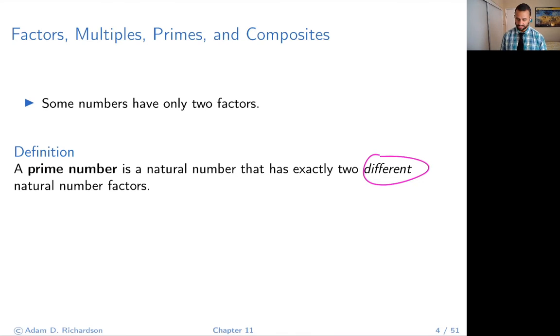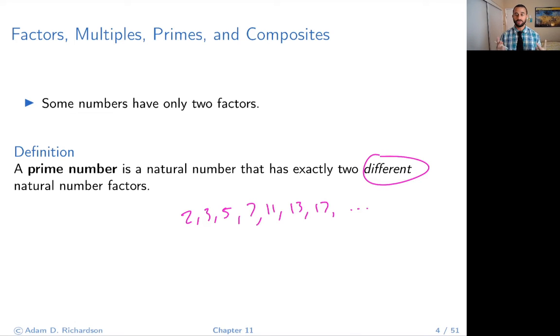So here's a list of some: 2, 3, 5, 7, 11, 13, 17. There's a bunch more. There are infinitely many more, in fact. But the thing about these numbers is they are only divisible by themselves and 1. That's the big idea. They're only divisible by themselves and 1.